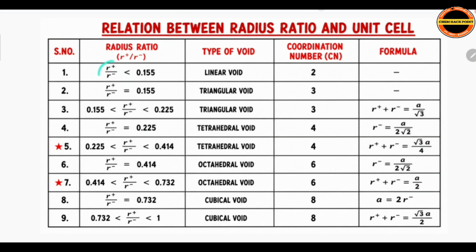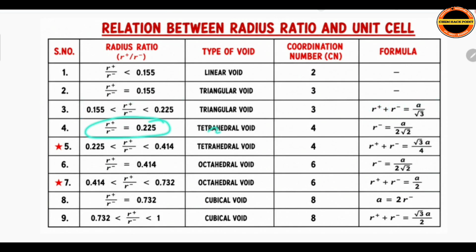Radius ratio, that is, radius of cation by radius of anion: less than 0.155 is a linear void, coordination number 2. Here there is no need to use any formula. If the radius of cation by anion is 0.155, it is a triangular void, coordination number 3, no other formula. If it is in this range, again a triangular void, and here the radius of cation plus the radius of anion is a by root 3, where a is the edge length. How can they ask a question? By giving the radius of cation and radius of anion for this experimental observation, they can ask for the edge length.